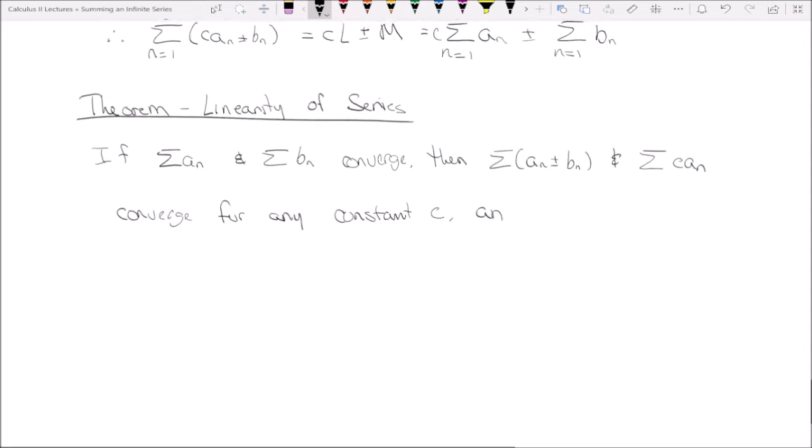And we have this and also this. Right, so in other words, a series splits across addition, subtraction, and you can factor constants out of series. Right, this is what it means for something to be linear.